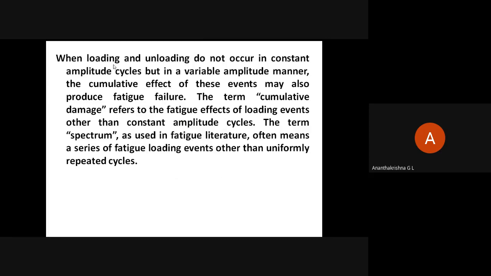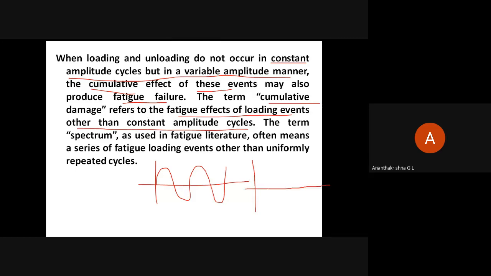When loading and unloading do not occur in constant amplitude cycles, but in a variable amplitude manner, the cumulative effect of these events may produce fatigue failure. So the term cumulative damage refers to fatigue effects of loading events other than constant amplitude cycles. If the amplitude of loading on a component is constant, it is subjected to a different mode. But there are many instances in practice where the amplitude of loading will not be uniform. It will be sometimes more, sometimes less, then again more, then less, then it may increase again, and so on. In practice, this is how components are subjected to variable loading.